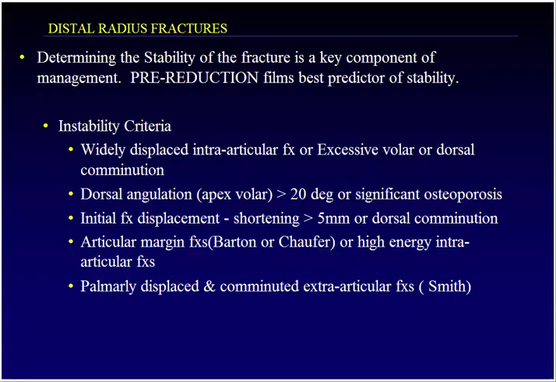Now, determining the stability of the fracture is a key component of the reduction, and the pre-reduction x-rays have been shown to be the best predictor of stability. So if you have a fracture that you know has significant displacement, significant fracture comminution, particularly dorsal comminution, you can predict that those are the ones that are going to be unstable and are probably not going to do well with conservative closed treatment. The instability criteria consist of a widely displaced intra-articular fracture, excessive volar dorsal comminution, significant dorsal angulation greater than 20 degrees, a patient that has significant osteoporosis, or initial fracture displacement or shortening greater than 5 millimeters.